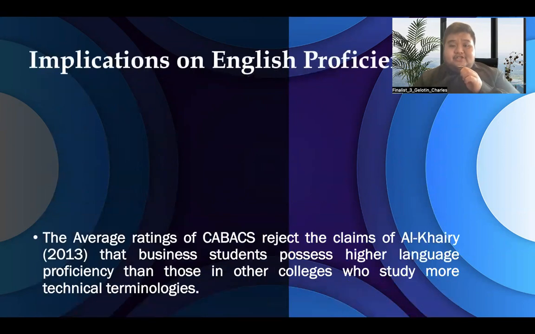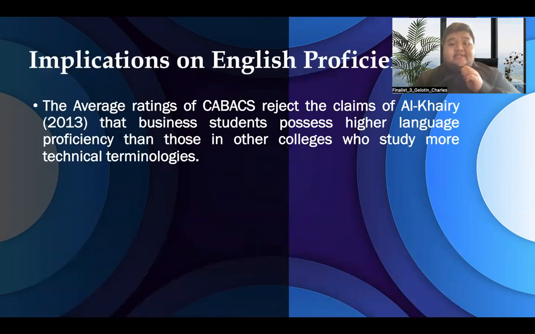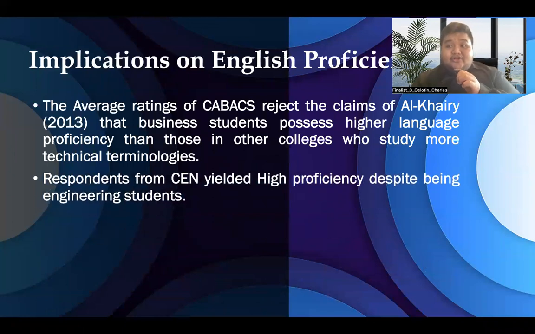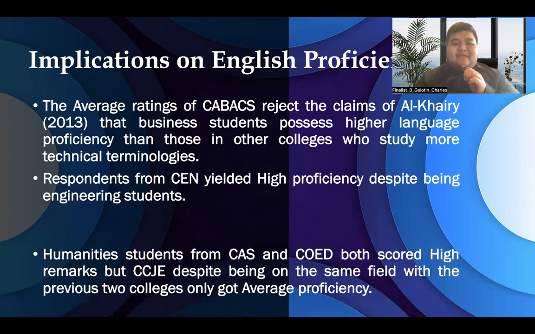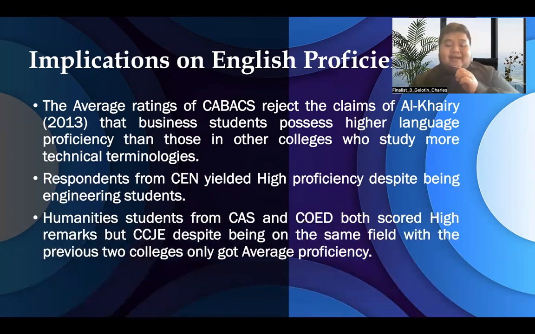Implications on English proficiency. The average ratings of Kabax reject the claims of Al-Khairi, stating that business students possess higher language proficiency compared to those coming from technical courses. That is in contrary to our second point, because respondents from the College of Engineering yielded high proficiency. And lastly, students from CAS and COED, which are humanities courses, are consistent in acquiring higher remarks except for CCJE.